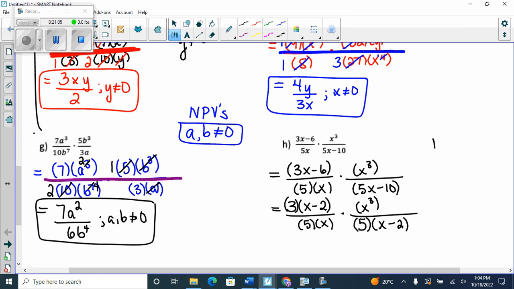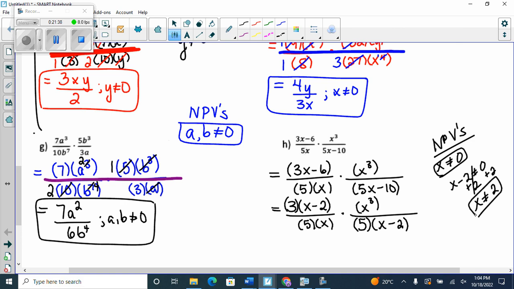And then I have to state my NPVs. So I have a 5 and a 5 do nothing, and then I have an x and an x minus 2. So I have 2 NPVs because 2 of my brackets have variables. So I'm going to have x can't equal 0 for the first one. And then I'm going to have x minus 2 can't equal 0. Add 2. X can't equal 2. So I have 2 non-permissible values.